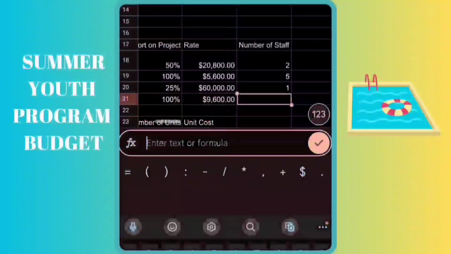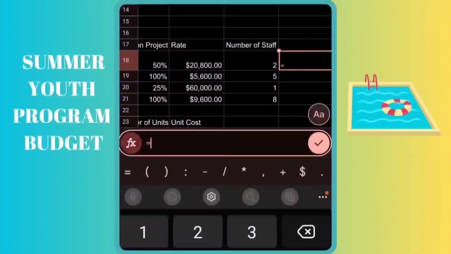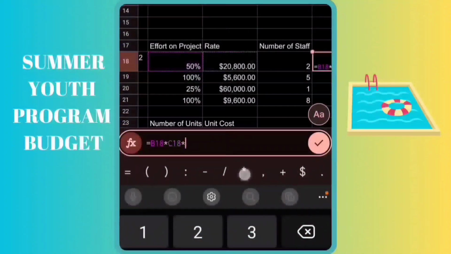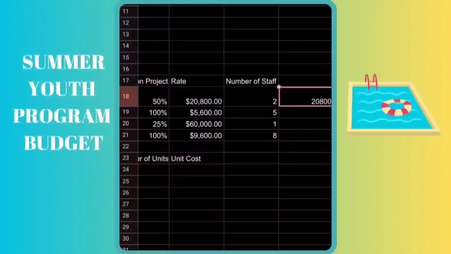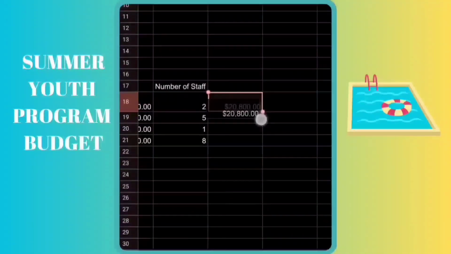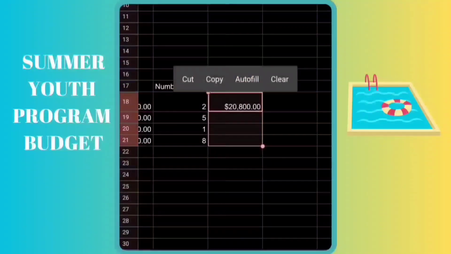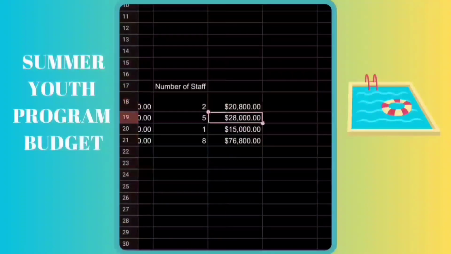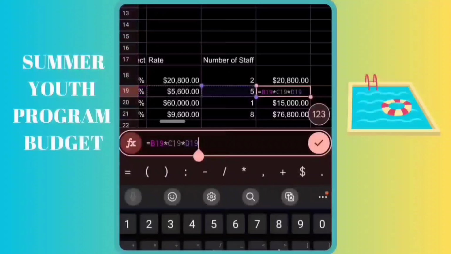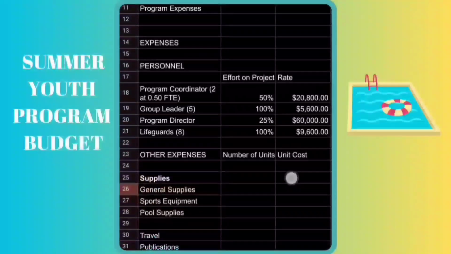Now we're going to be looking at the number of staff. So we have 8 lifeguards. And now we're going to create a formula. We're going to multiply these cells together to get the total cost, total expense for that particular line item. Now I can select the cell with the formula and autofill down to the others, and we can see that the formulas are correct.